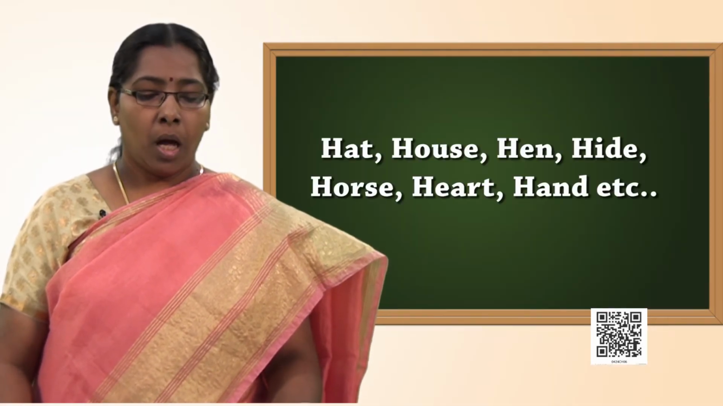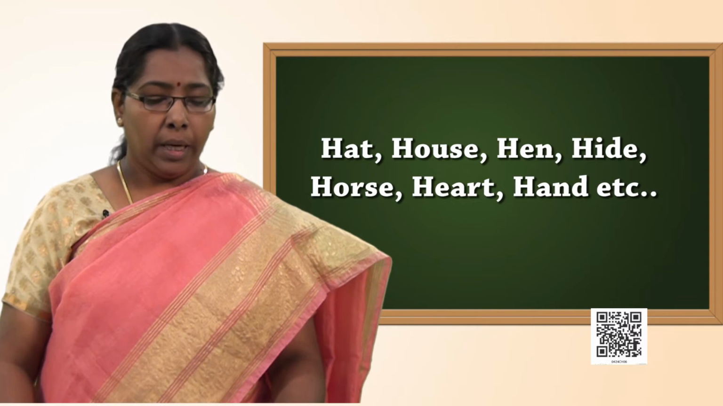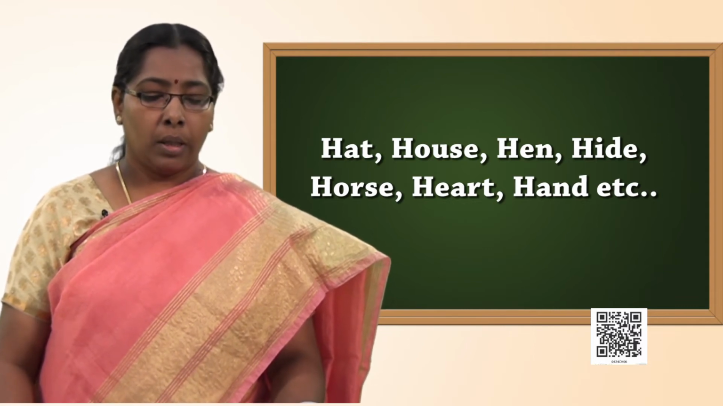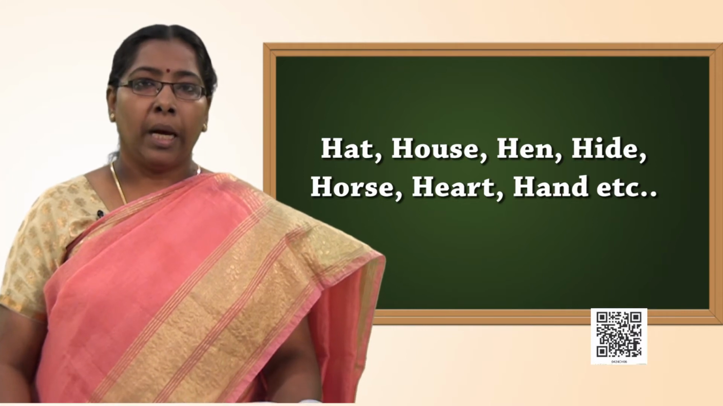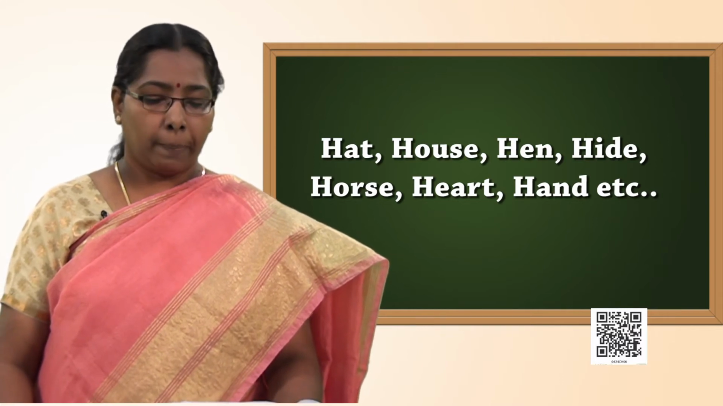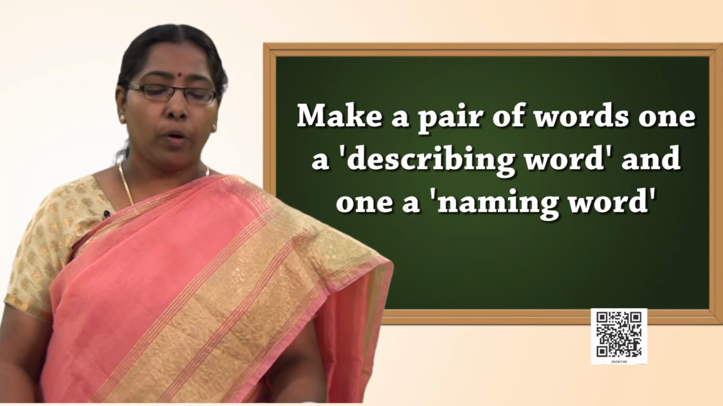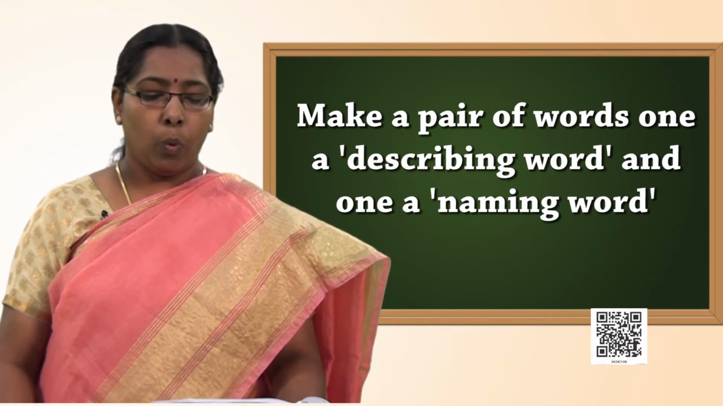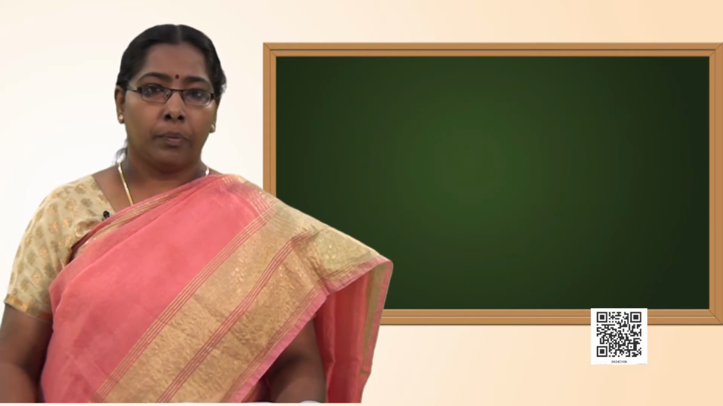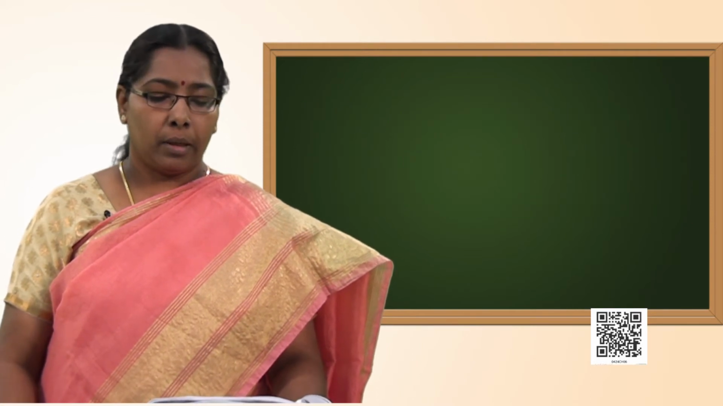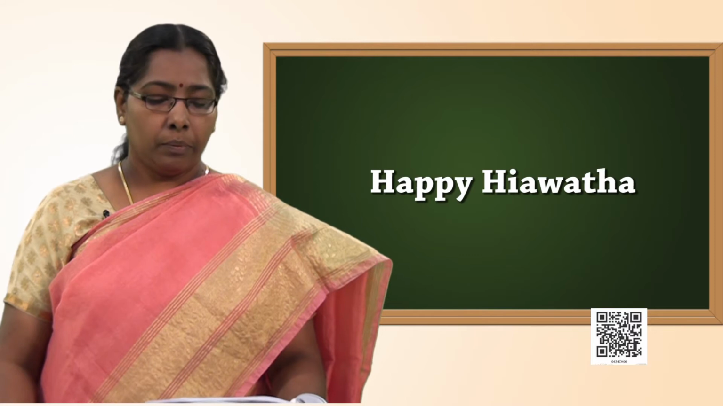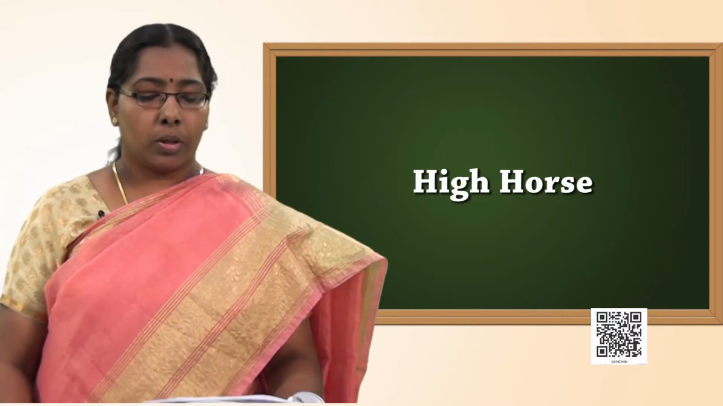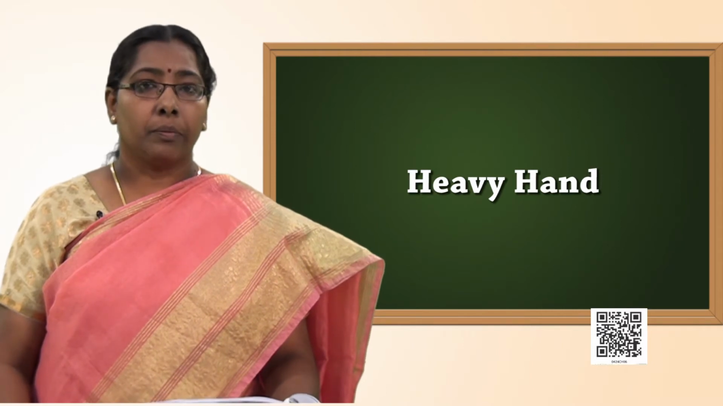Hat, house, hen, hide, horse, heart, hand, etc. Now make a pair of words, one a describing word and one a naming word. You have some words there: happy Hiawatha, hungry hippopotamus, high horse, heavy hand.